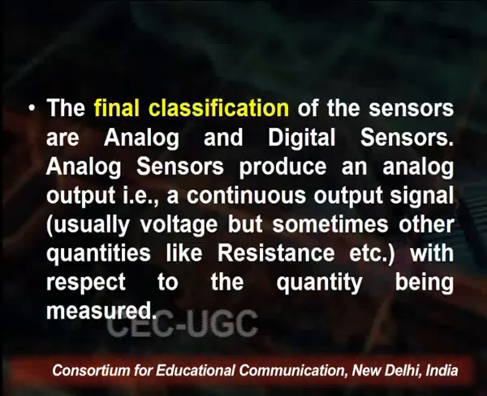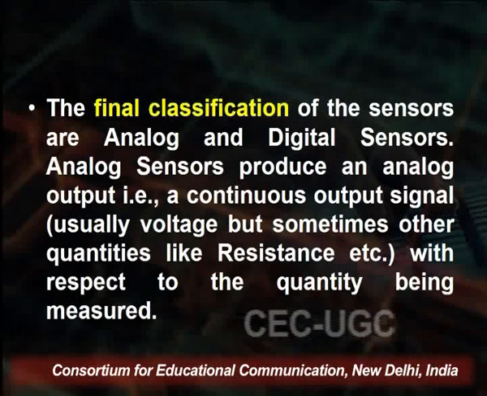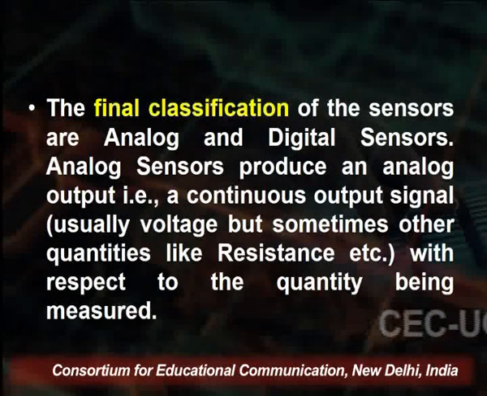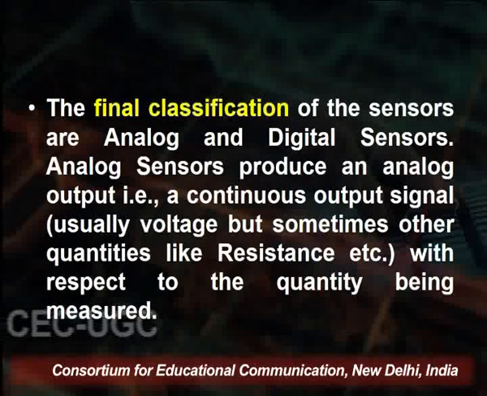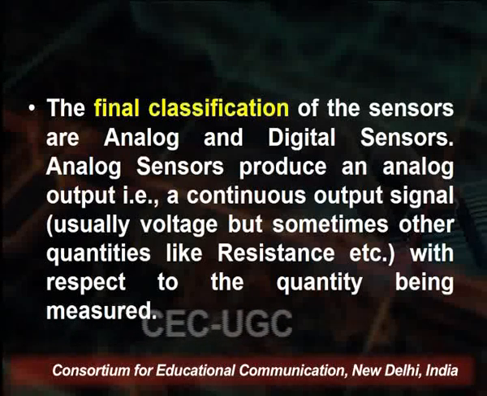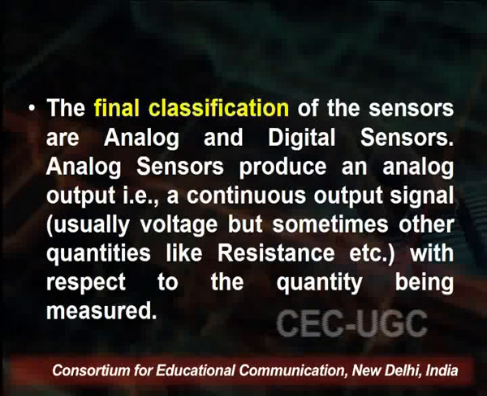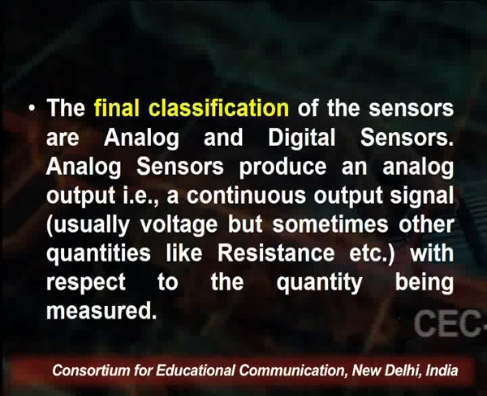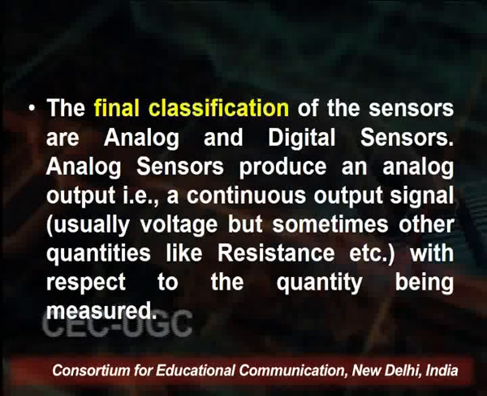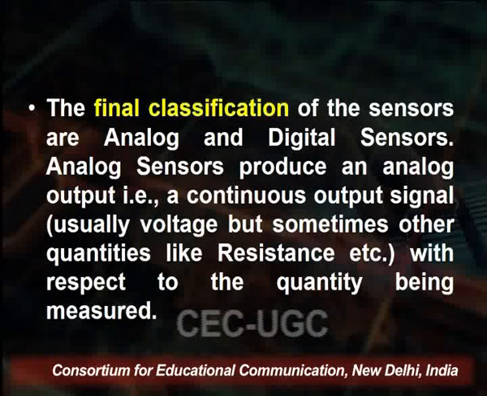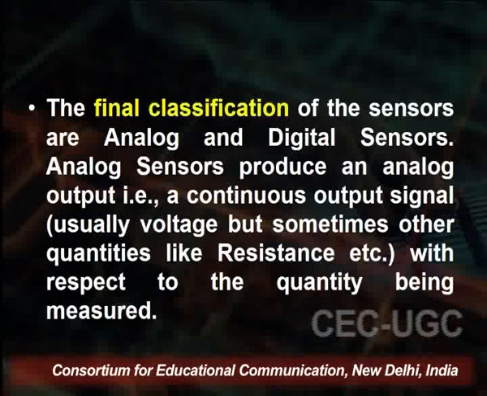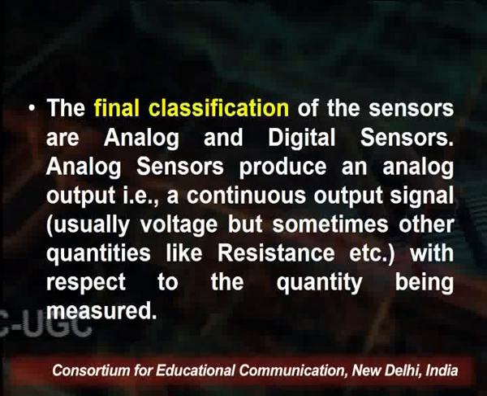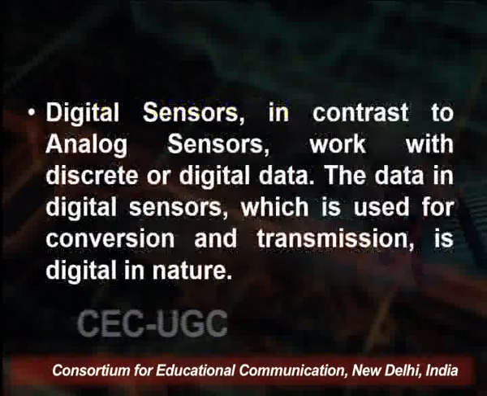In the final classification, we have analog and digital sensors. Analog, as we all know, is the output produced in the form of an analog output, which is a continuous output signal, in the form of a voltage with respect to the quantity being measured. That is the continuous signal we get as the output in an analog sensor.